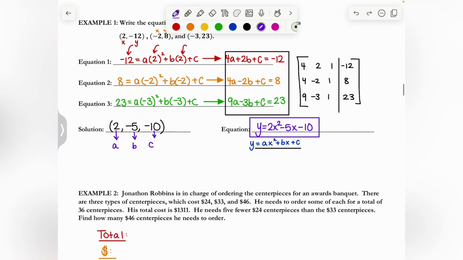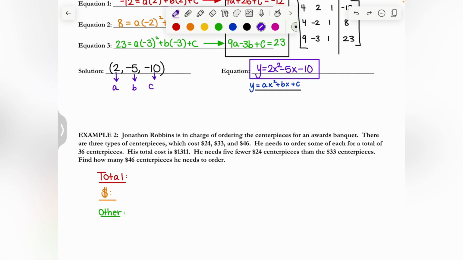Moving on to example 2, we have a scenario. We have to make an equation or a system of equations given this information. It says Jonathan Robbins is in charge of ordering the centerpieces for an awards banquet. There are 3 types of centerpieces. They cost $24, $33, and $46. He needs to order some of each for a total of 36 centerpieces. The total cost was $1,311, and he needs 5 fewer $24 centerpieces than $33 centerpieces. Find out how many $46 centerpieces he needs to order.